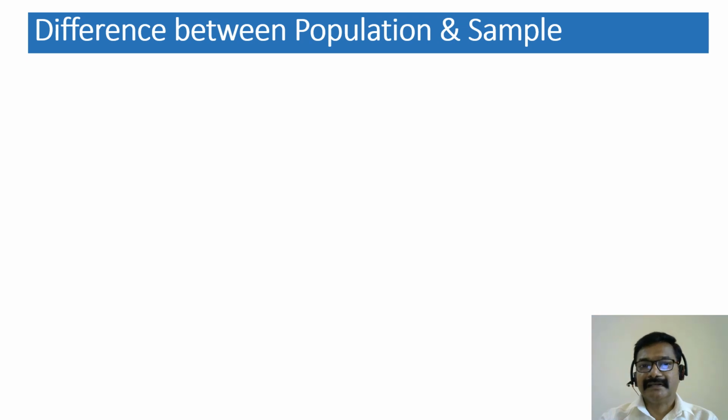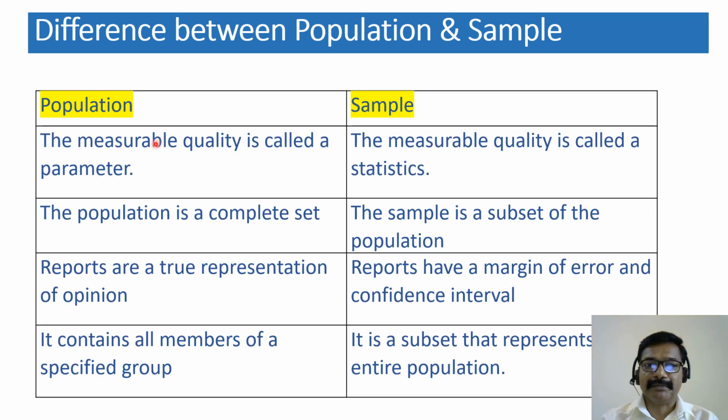Now let us see the difference between population and sample. A measurable quantity is called a parameter for the population. For the sample, it is called a statistic. For example, if the average height of the population of Indian people is 5 feet, then that 5 feet is called a parameter. Why? Because it is measured from the population.